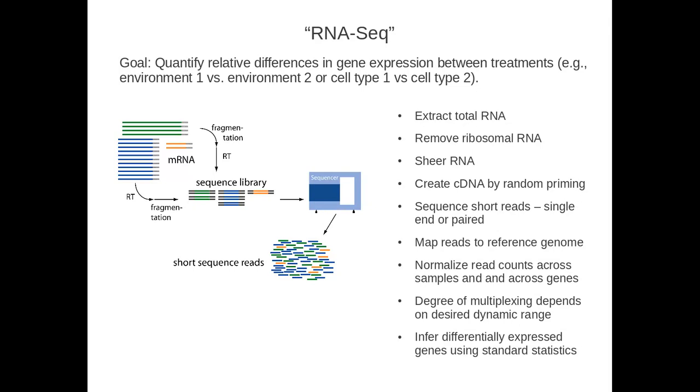However, if you want to detect and quantify the very rare transcripts, then you need to sequence at a much higher depth. So this is what we call the dynamic range. The dynamic range is the range of expression levels that you can quantify using a particular coverage depth strategy. Okay, then what we can do is infer differentially expressed genes using standard statistics. Again, we'll be doing some of this later in the course.